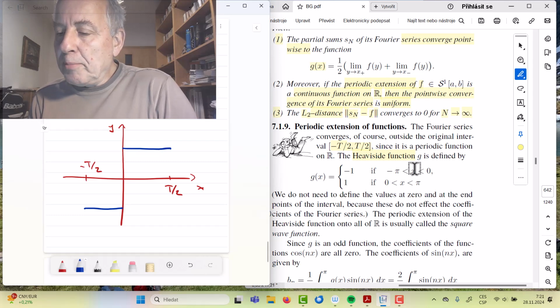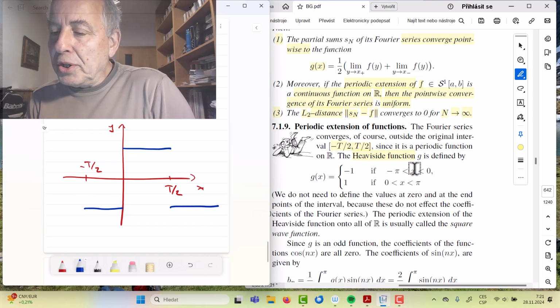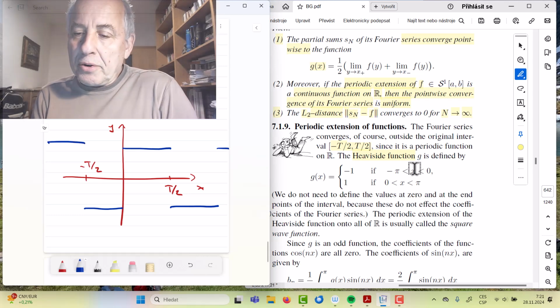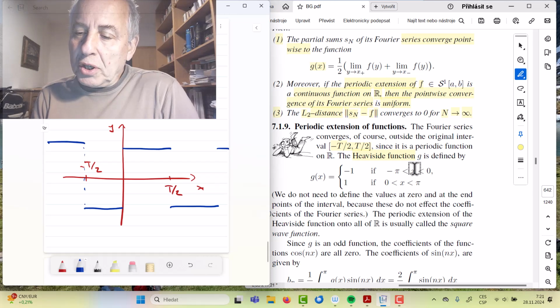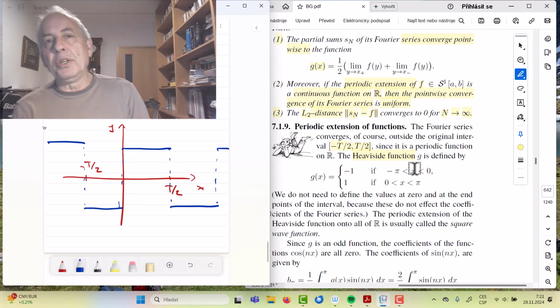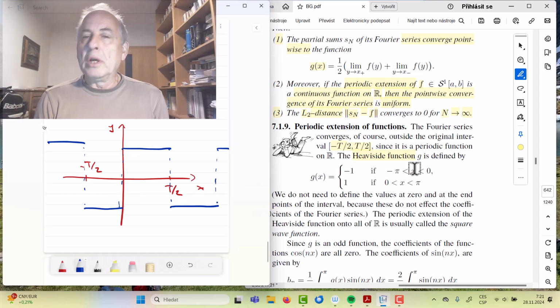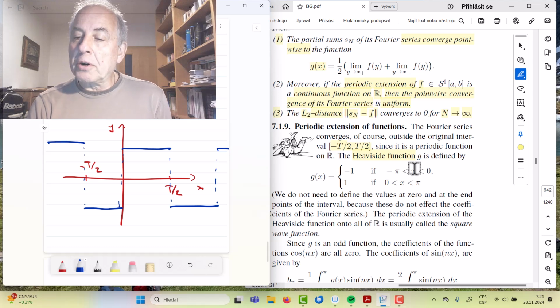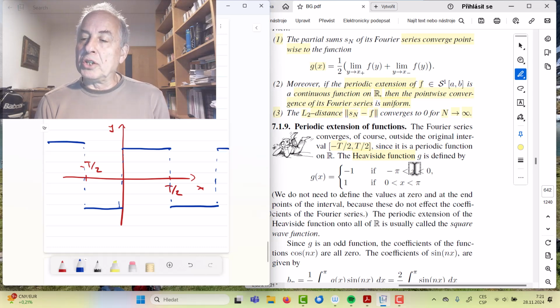And if we periodically extend it, then it will be this way and this way and this way. There are simply the jumps here which we do not have as values. And it actually doesn't matter what we assign as value in these jumping points, because the integrals, when computing the coefficients an and bn, don't see a change of the value of the function in one point. So who cares?